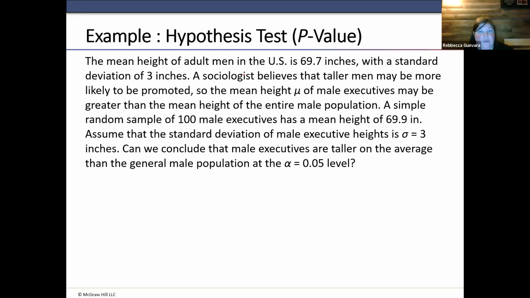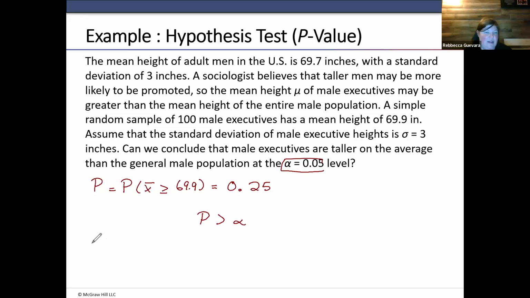So what we found was that our p-value, the probability that I would have a sample of men whose height would be 69.9 inches or greater, I did with a z-score, and we ended up finding that probability is 0.25. Alpha is 5%. My p is greater than alpha, so we fail to reject the null hypothesis.